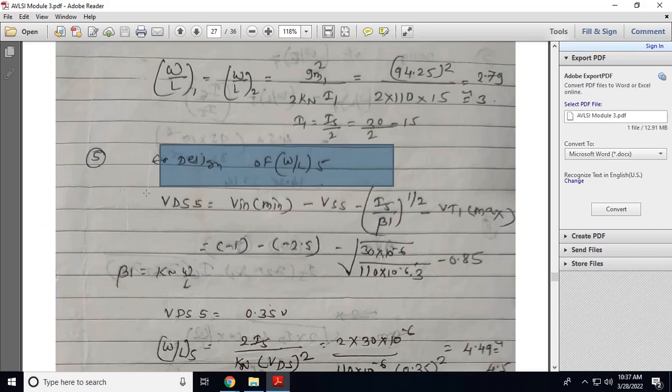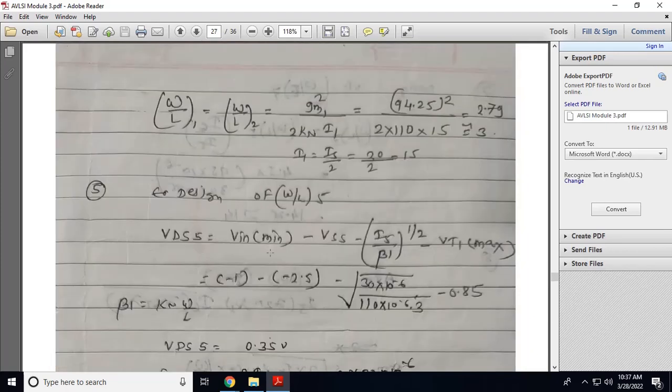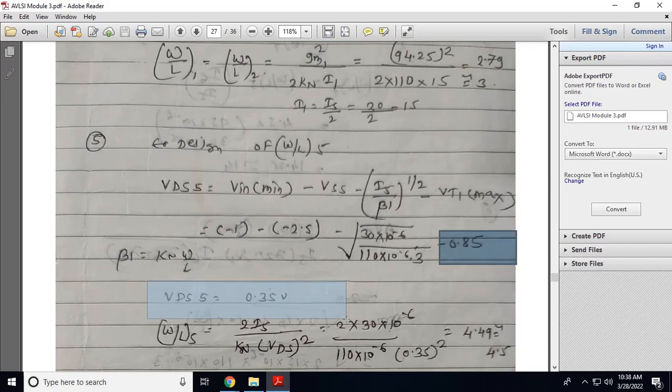So VDS5 is equal to V in minimum minus VSS, that is minus 1 minus minus 2.5, minus square root of I5 divided by beta 1. So beta 1 is Kn times W by L of 1. So I5 is 30 micro, beta is Kn, that is 110 into 10 raised to minus 6 multiplied by 3, this is the beta 1, and Vt max is 0.85. So we will get VDS5 is equal to 0.35 volt.